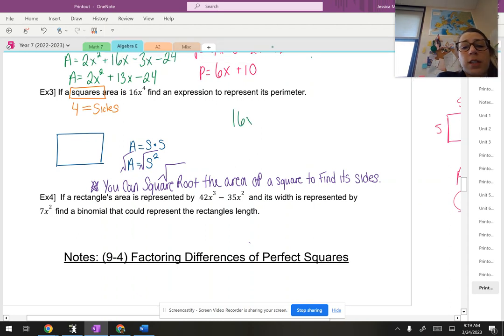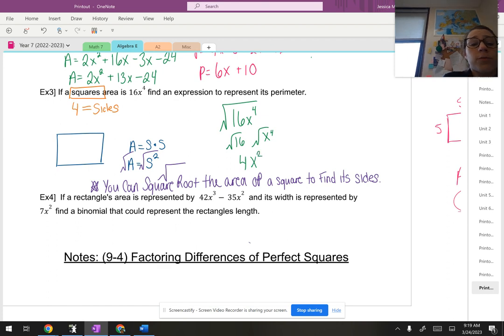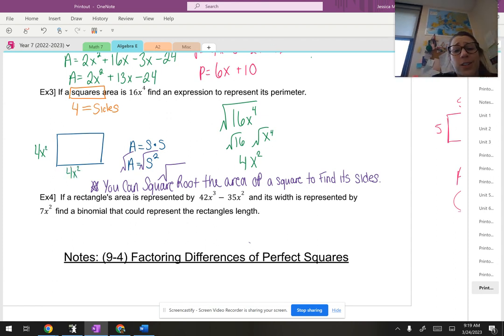So if I take 16x to the fourth and I square root that, remember, we'd be breaking that up into 2 separate pieces, the square root of 16 and the square root of x to the fourth. Square root of 16 comes out as 4. Square root of x to the fourth comes out as x to the second. So then, that means my side lengths are 4x squared, which makes sense because I can double check that. 4 times 4 would give me the 16, x squared times x squared would give me the x to the fourth.